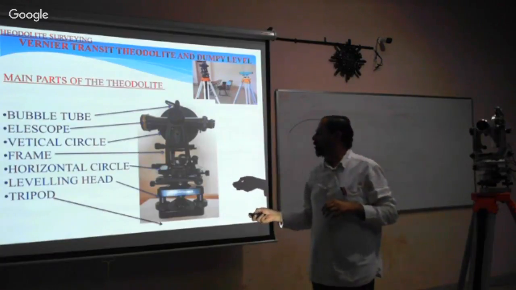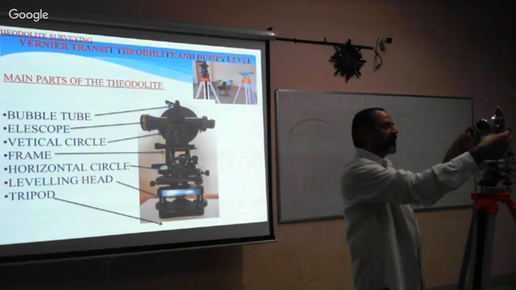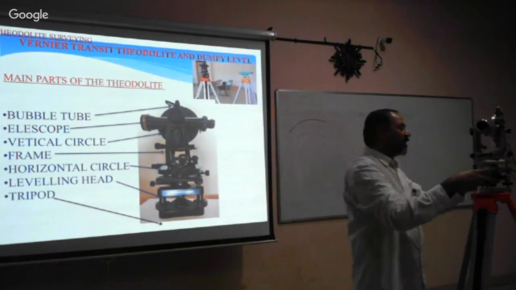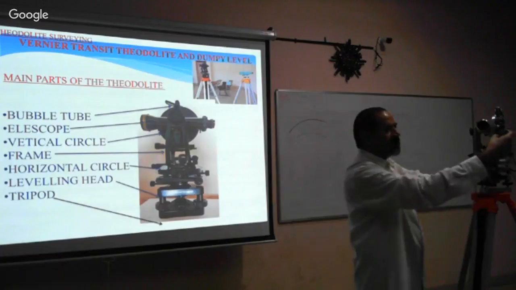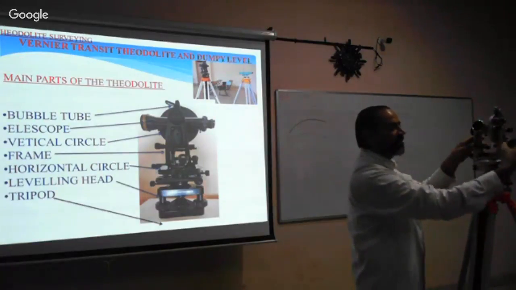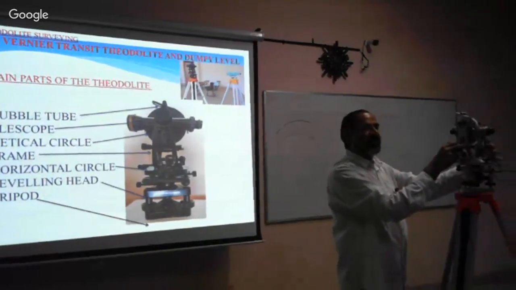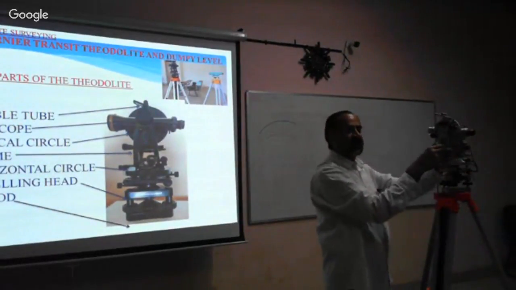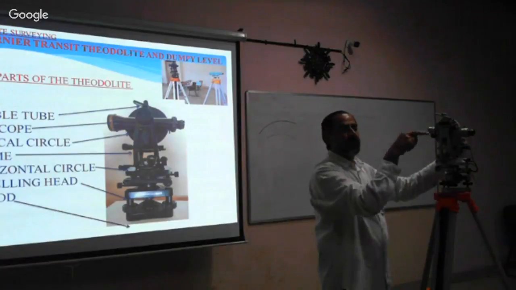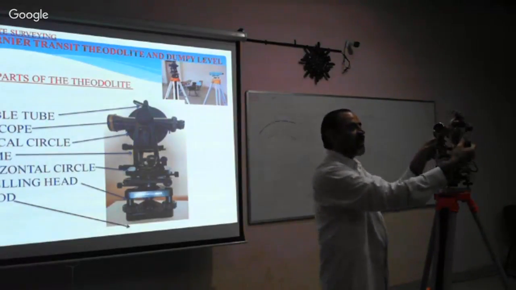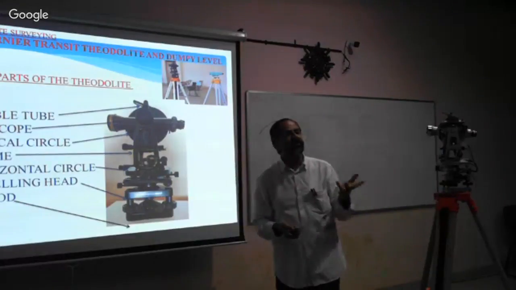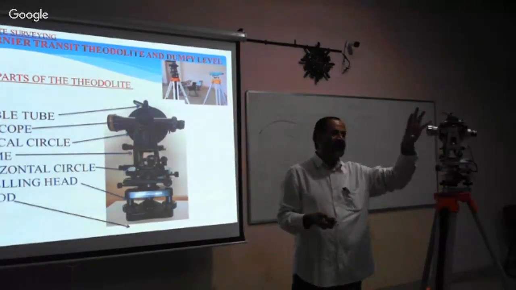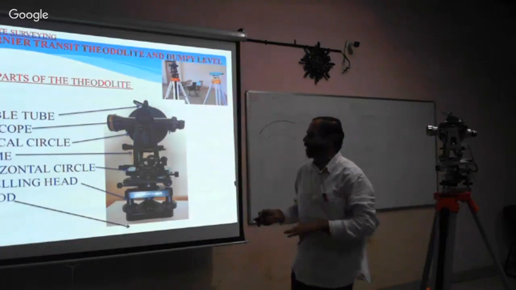And similarly, the frame. This is the frame. This frame is used to organize or assemble all these various different parts. In some textbooks they say A-frame because it looks like an A from this end. In some textbooks people call this a U-frame, because when you look at it from this direction, it looks like a U. Somebody will say U-frame and somebody will say A-frame. Depending upon their convenience they will call it; nothing to worry about. This is the frame, used to assemble the different parts of the theodolite.